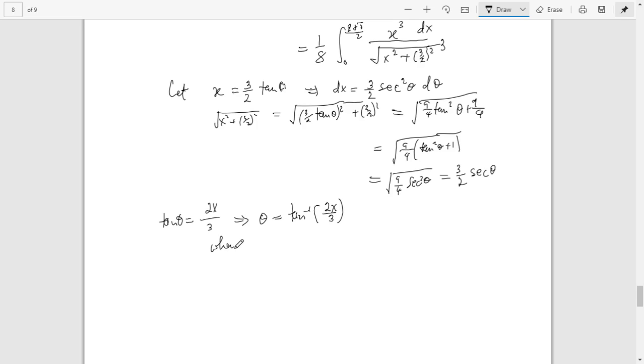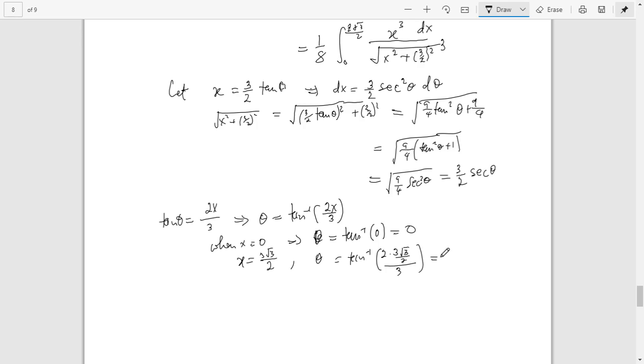So when my x is equal to the lower limit point, which is 0, I would have that my theta will be equal to inverse tan of 2 times 0 over 3, which is just going to be 0. When x is 3 root 3 over 2, I have that theta will be equal to inverse tan of 2 multiplied by 3 root 3 over 2 divided by 3.